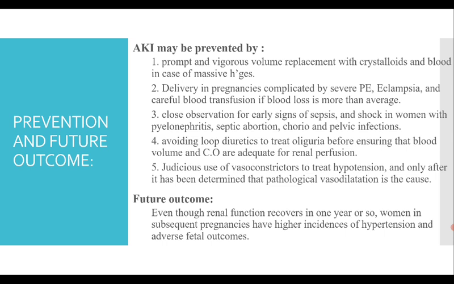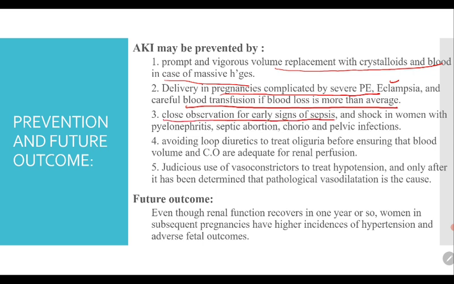What are the preventive measures and future outcome? AKI may be prevented by prompt vigorous volume replacement with crystalloids and blood in case of massive hemorrhage. In delivery in pregnancy complicated with severe preeclampsia or eclampsia, careful blood transfusion if blood loss is more than average. You should go for close observation for early signs of sepsis and shock in women with pyelonephritis, septic abortion, chorioamnionitis and pelvic infections.